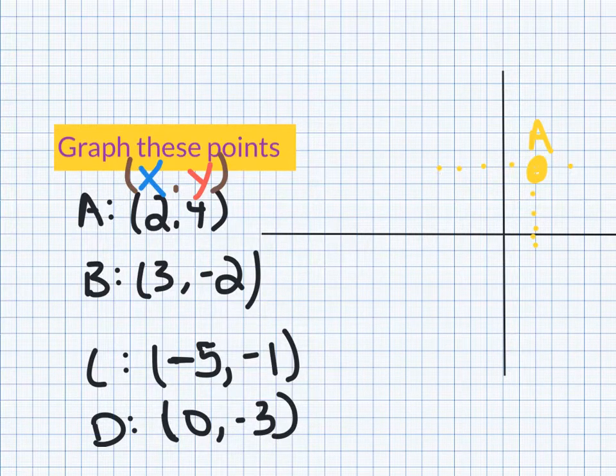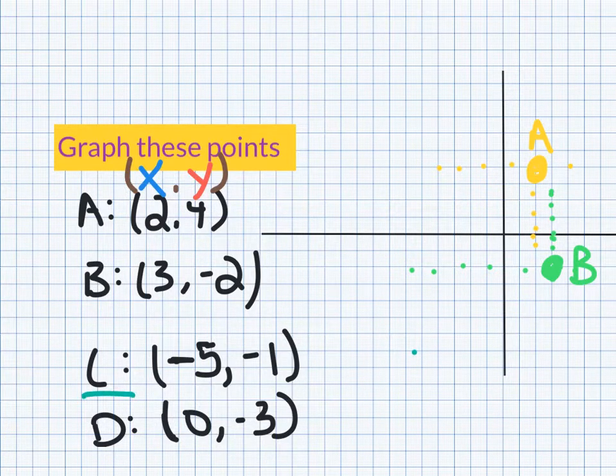B is 3, negative 2. Right here is point B. I'm drawing dots. You should not be drawing the dots. Hey, have I said that enough times yet? Well, guess what? I'm going to say it more.